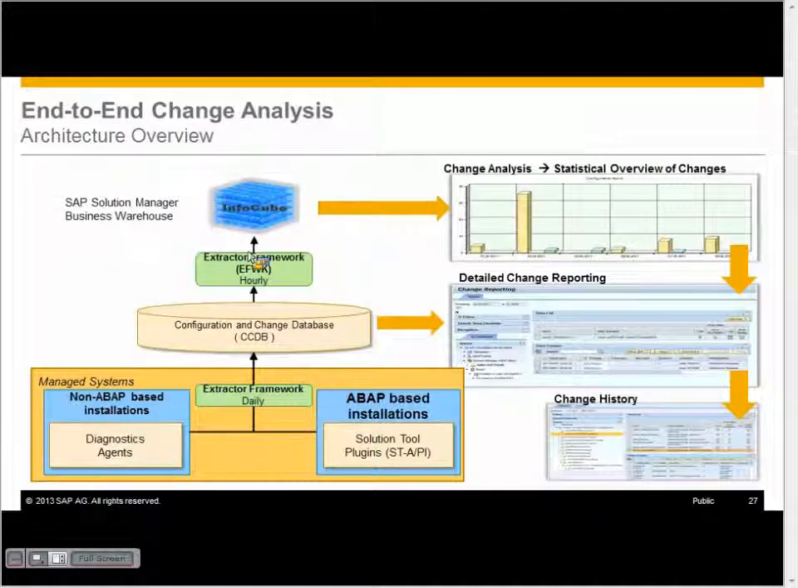So what is available on this one? You will see the change analysis overview, like how many changes you made per day. Then we can see the detailed changes, and we can even see the history, like you changed this value from 10 to 5, then 5 to 20, 20 to 18. You can see all those historic values as well.